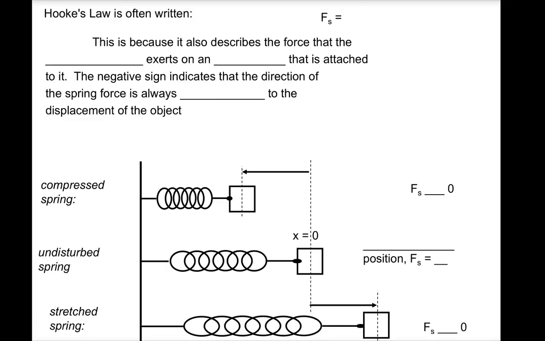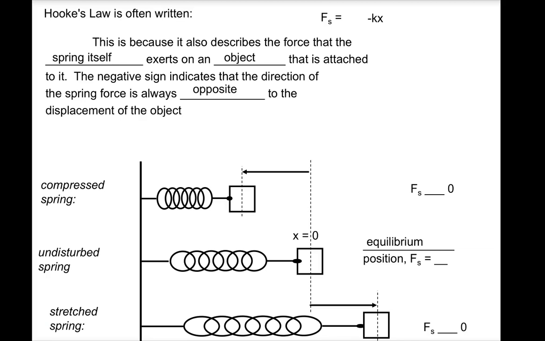Next example. Again, see if you can read through it in your head. Pause 5 seconds. When you're sure, press play. Hooke's law is often written F equals negative Kx. This is because it describes the force that the spring itself exerts on the object that's attached to it. The negative sign indicates that the direction of the spring force is always opposite to the displacement of the object.